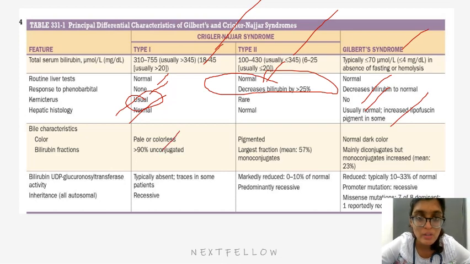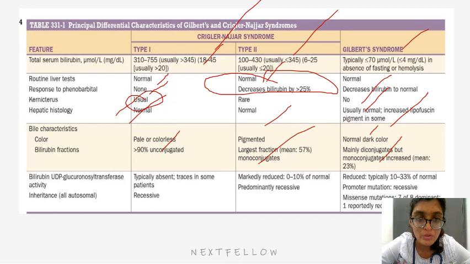Bile characteristics: pale or colorless, greater than 90% is unconjugated. The largest fraction is monoconjugated. And the bile is pigmented. In case of Gilbert syndrome, it is normal dark color, mainly unconjugated, but monoconjugates are increased.